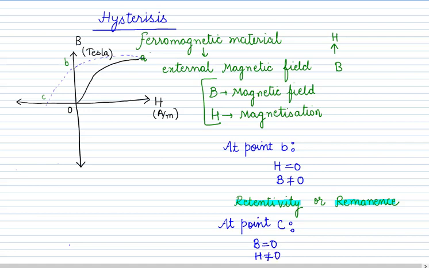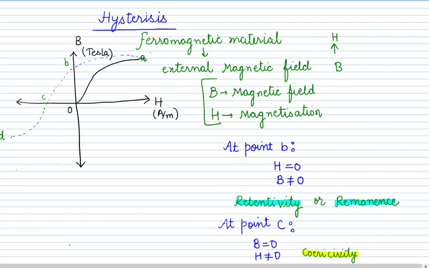So this negative value of H we call coercivity. Now if we increase the magnetization field further in the opposite direction, then our magnetic flux density also increases in the negative direction and reaches the saturation value. Our graph goes from point C to point D as such. So this is point D, and this is the saturation value.